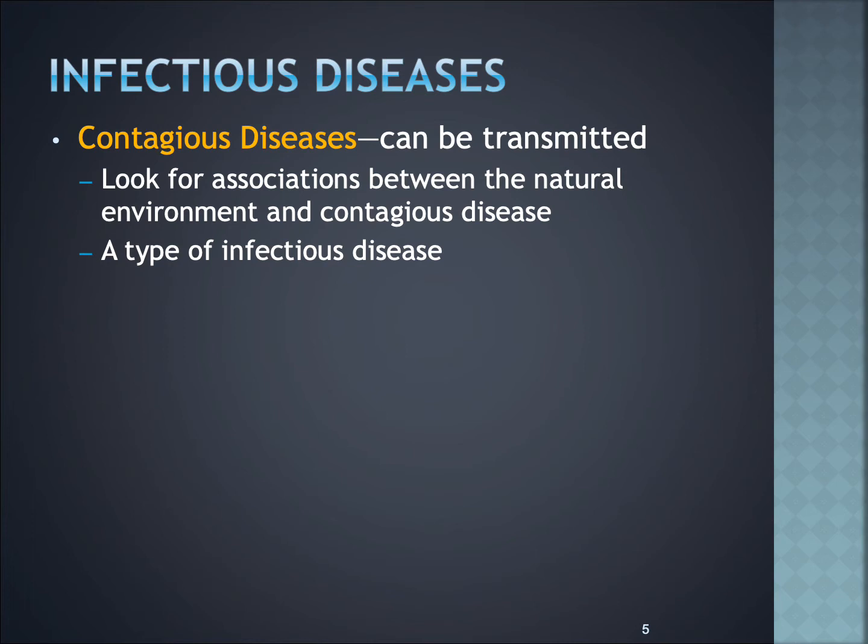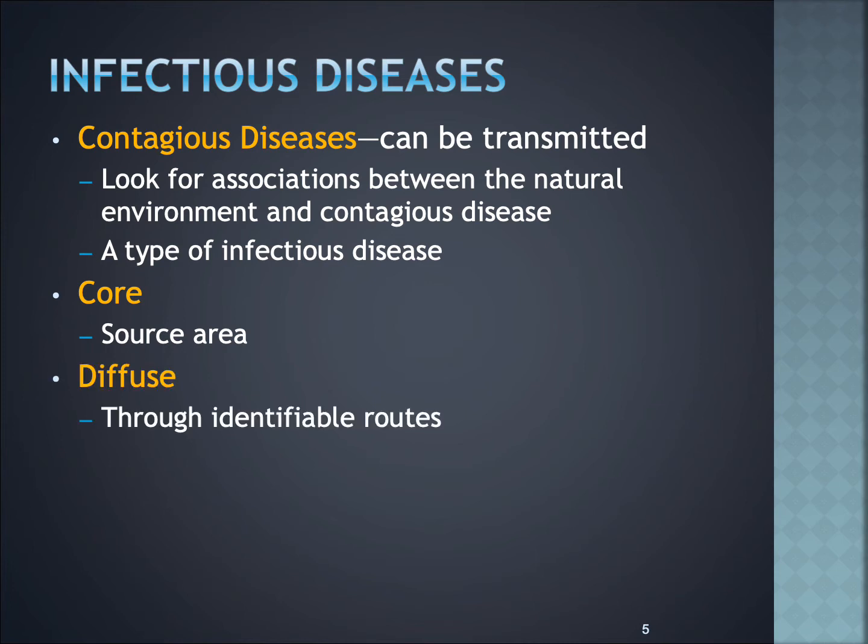All right, so we've got contagious diseases that can occur in various ecosystems, plants, people, and animals, right? When we're looking at diseases, we want to think about the core area. So where is the hot spot? Where did it evolve? Why did it evolve there? And then how does it diffuse outward from that location? What kind of route is it that spreads the disease? There's lots of different routes that diseases can take.